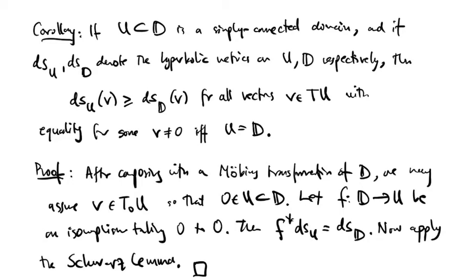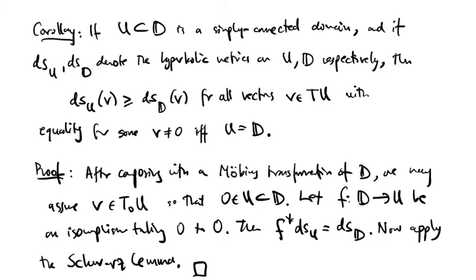This has the following corollary. Let U be a subset of the unit disk D, and let U be simply connected. We can compare the hyperbolic metrics dS_U on U and dS_D on D. Then, for a vector v contained in U, the norm of v in the hyperbolic metric on U is greater than or equal to the norm of v in the hyperbolic metric on D, with equality for some non-zero vector if and only if U is equal to the disk D.